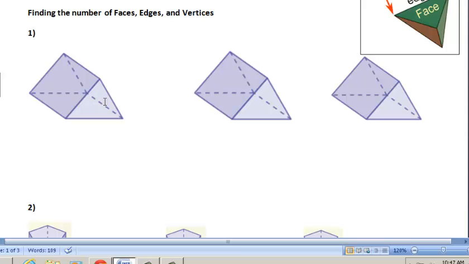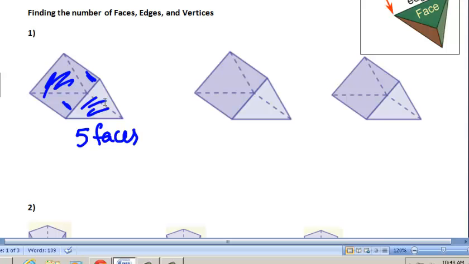In this, where we say finding the number of faces, edges, and vertices, I've given you 3 different figures so that it's easy for you to see. These are the faces. I have that face, 2, and the back, and then this one on the top here, that one on the side, and that one on the bottom. So there are a total of 5 faces.